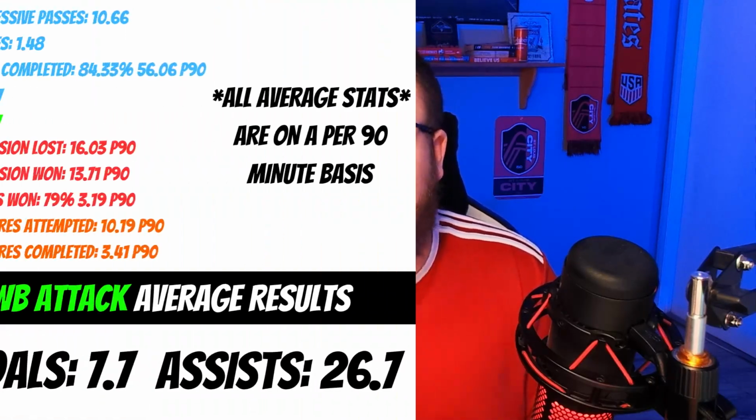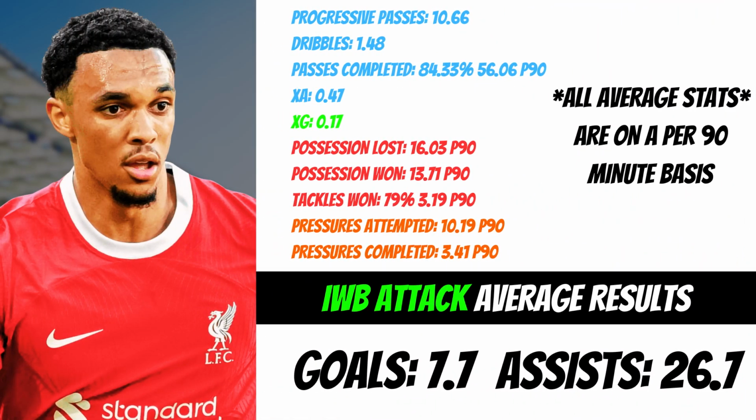Everything is per 90 minutes above the average results portion, because those goals and the assists are kind of what they would average on a season as an inverted wingback on attack, especially at an elite level. So goal wise, 7.7, assists 26.7. That is fantastic contribution from any area of the pitch.